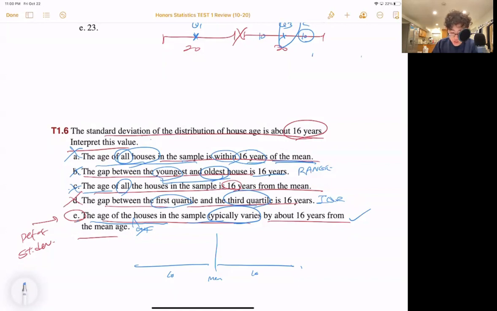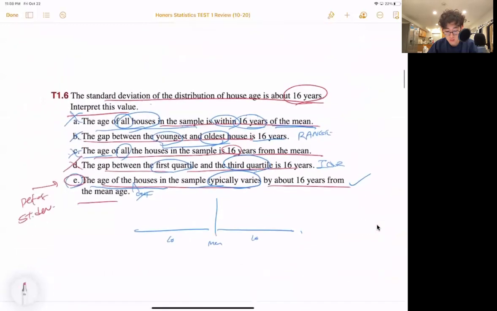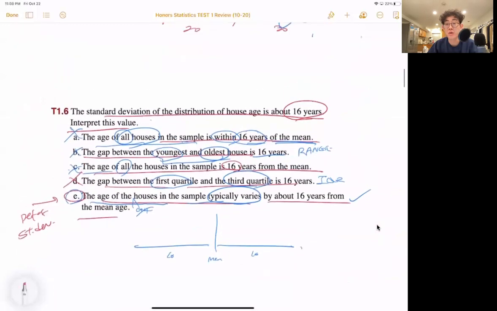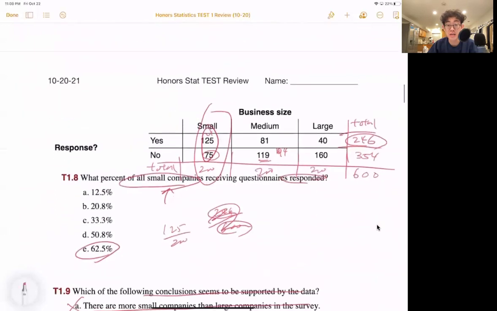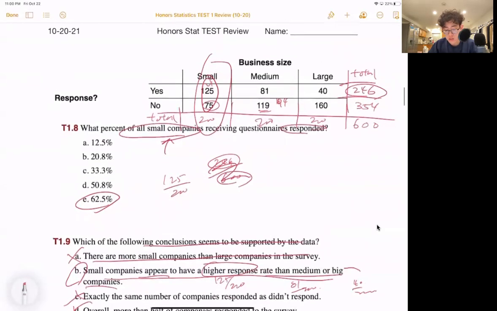The next question: what percent of all small companies? When I was solving this, because they told me out of all small companies, what I first decided to do was add up all the small companies here. Okay, there was a little bit of a lag within the iPad, but I think it's good now. So for the 5th question, what percent of all small companies receiving questionnaires responded?